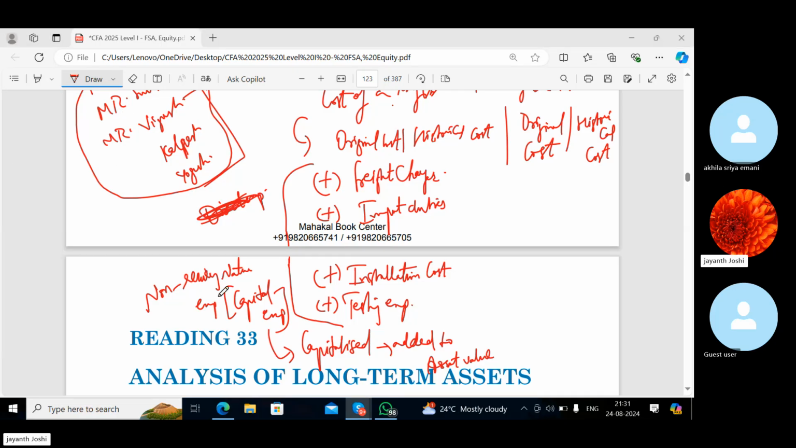So all these are non-recurring nature expenses. They have to be capitalized. Capitalized is nothing but added to asset value.